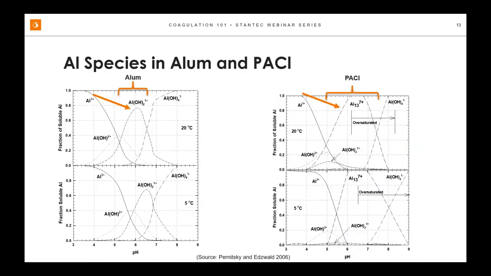So this again shows the aluminum species in solution. These are the dissolved species, and we're just comparing alum, right? We have this +1 charge existing in the neutral pH zone, but with polyaluminum chlorides, it's this aluminum 13 polymer that dominates in our neutral pH zones. So this is probably one of the reasons why a lot of people have good success with polyaluminum chlorides: they have more charge neutralization capacity in the pH range we normally use.